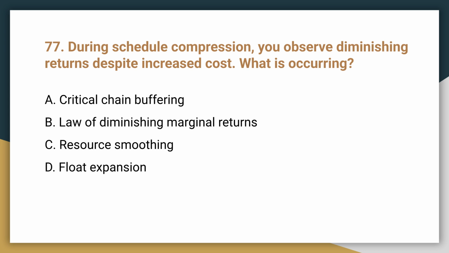Question 77. During schedule compression, you observe diminishing returns despite increased cost. What is occurring? This is B. Law of diminishing marginal returns. Crashing beyond the optimal point yields minimal duration gains for significant cost increases.